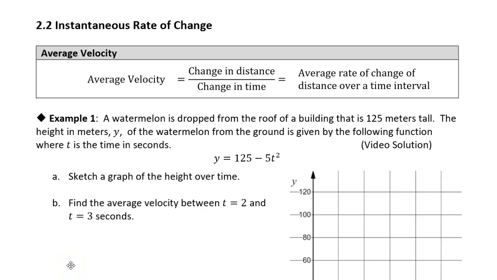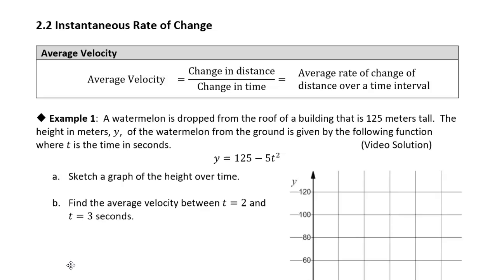In this section, we're going to introduce the idea of instantaneous rate of change. So we've talked about average rate of change and average velocity, in particular in that last section. We looked at average velocity over a time interval. So when you have average rate of change or average velocity, it's over some time interval. We have to choose an interval.